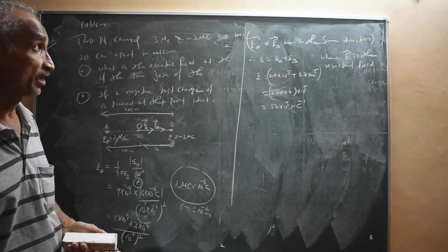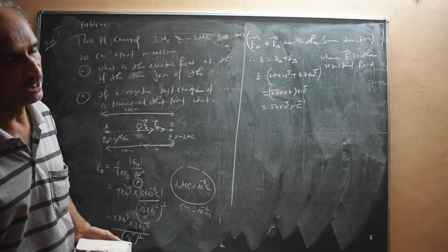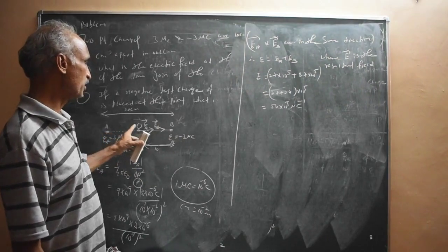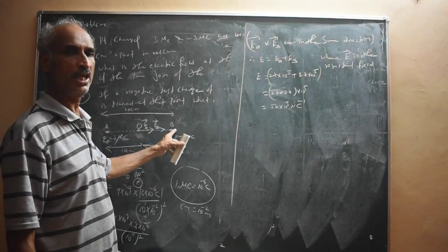Now, when both are in the same direction, the resultant field is also in the direction of E1 bar and E2 bar. The resultant field is in the direction of OB.